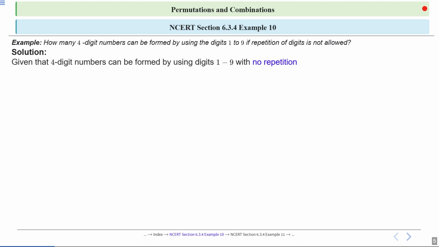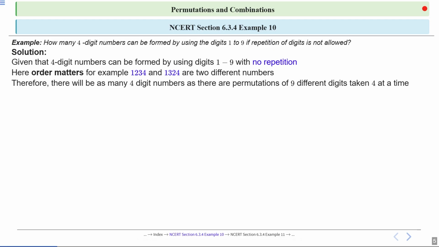Here we are given 4-digit numbers that can be formed by using digits 1 to 9 with no repetition. So here order matters. For example, 1 2 3 4 and 1 3 2 4 are two different numbers. They are not the same number. Here we need to arrange 4 digits from 9 digits. Therefore, there will be as many 4-digit numbers as there are permutations of 9 different digits taken 4 at a time.